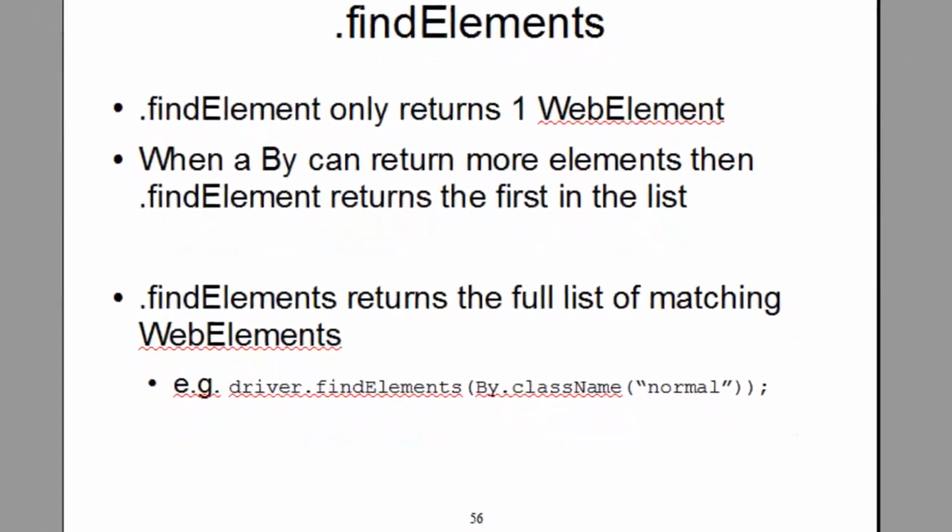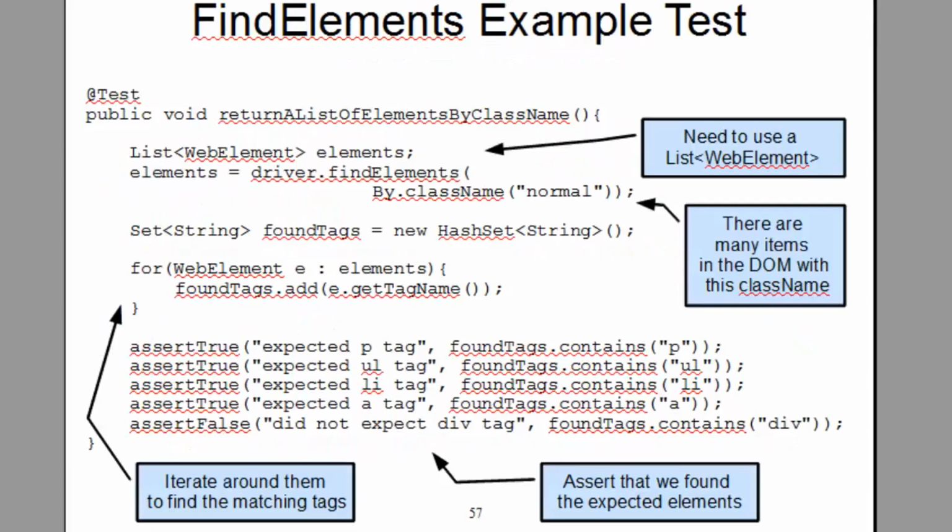So let me show you an example in the presentation slide. You can see here that I'm doing a driver findElements for a class named normal that will match quite a few elements in the page. They are all returned as a list, and they're stored in this variable, which I've declared as a list of web element. Now in the test, I then go a little bit further to sort them out to find out exactly which elements have been found.